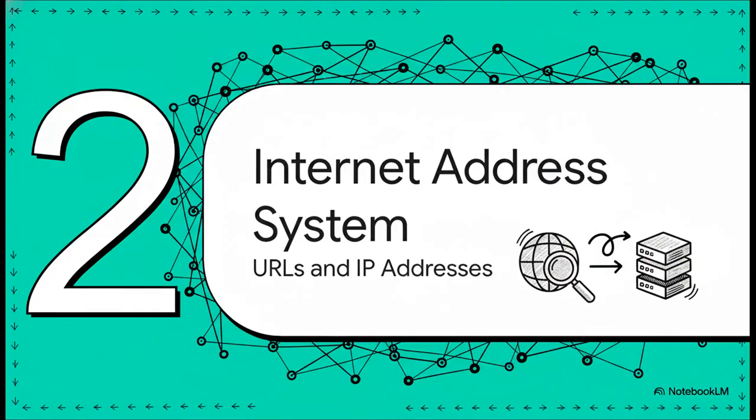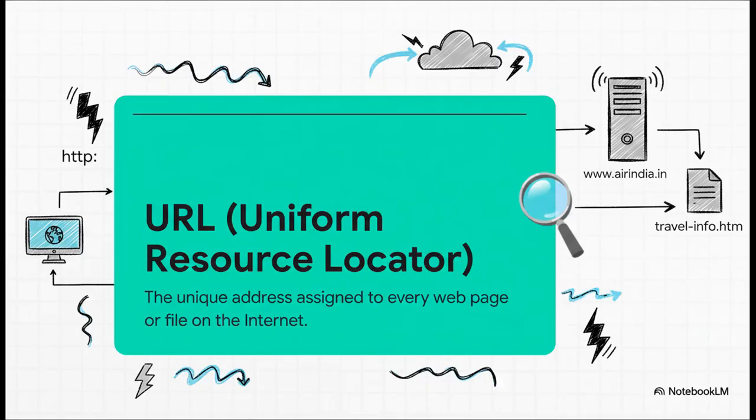Now, to find anything on a network as huge as the internet, you're going to need a seriously good addressing system. And here's the cool part. The internet actually uses two different kinds of addresses that work together perfectly. First up, there's the URL. We all know this one. It's the human-friendly address that we can actually read and type. Let's just break this example down. The HTTP bit, that's the protocol, basically the language the computers are going to speak. www.airindia.in is the domain name. It points to one specific computer out there. And travel-info.htm is the exact file we want from that computer. Easy enough for us, right?